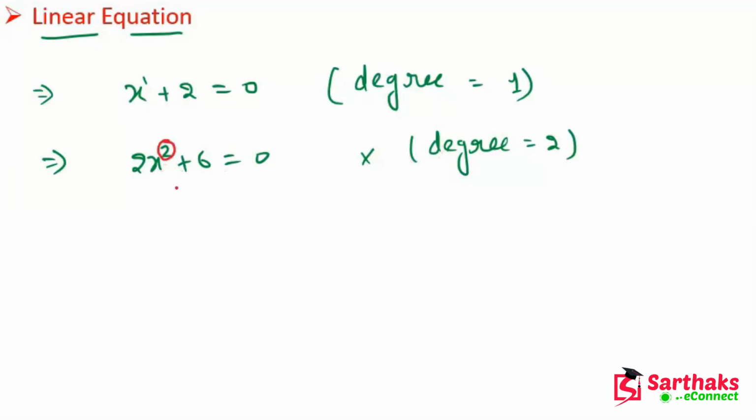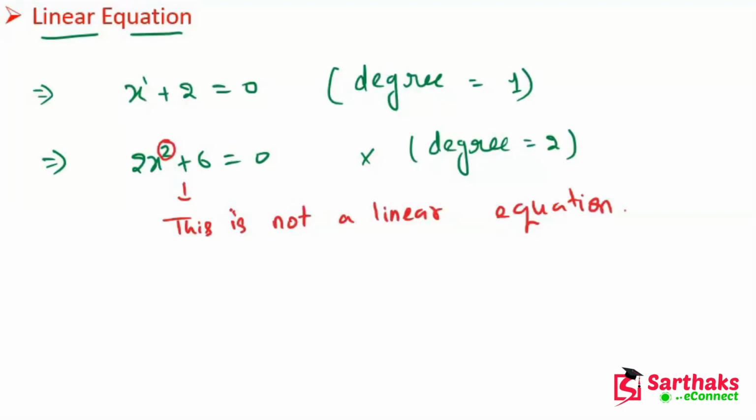So we cannot say that this is a linear equation. This is not a linear equation. Okay, understand my dear friends? So this is the concept of linear equation. Those algebraic expressions which have the maximum power 1 are called linear equations.